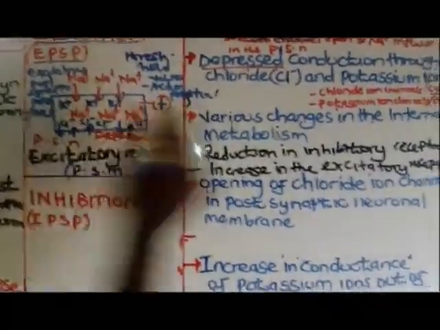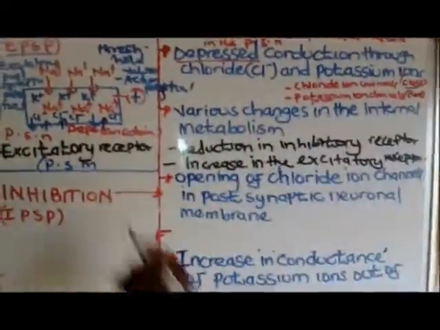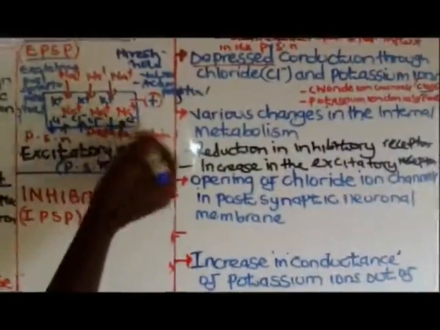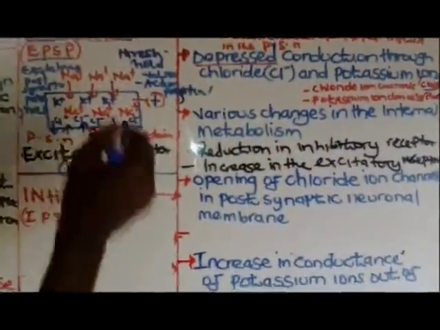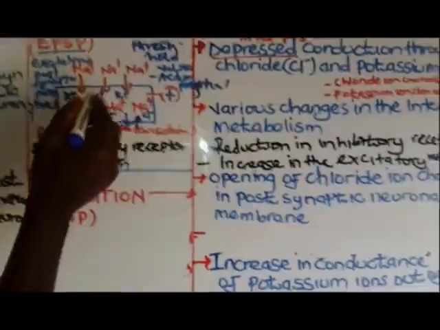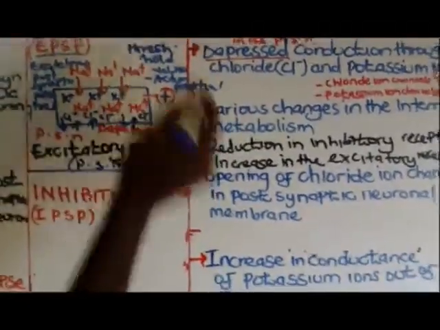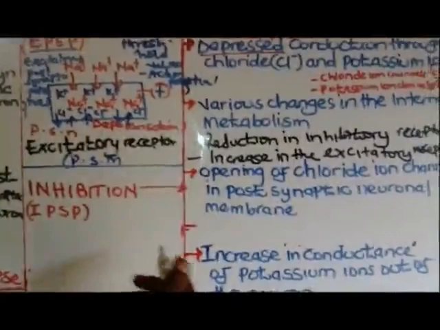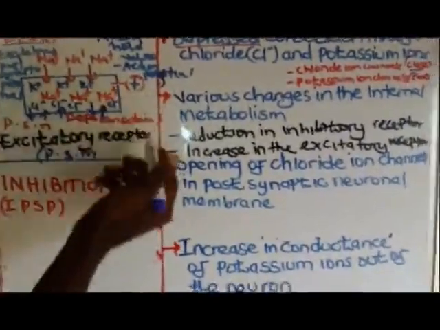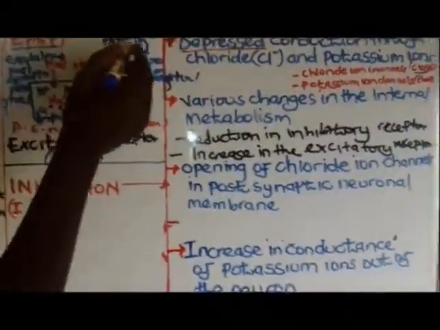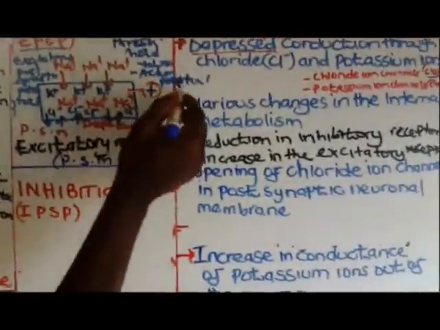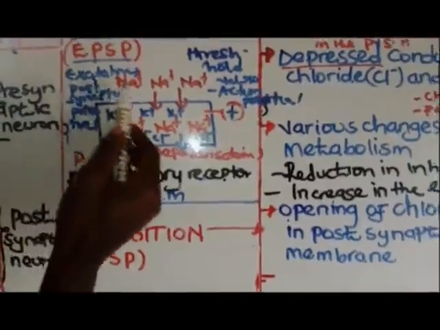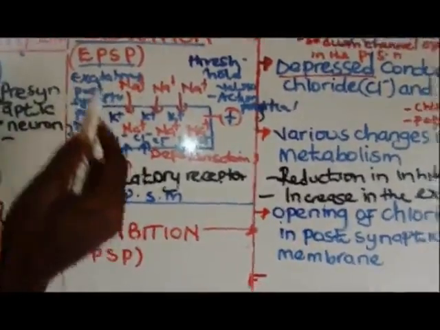But once you close the potassium ion channels, it means no potassium ions are moving out. And when no potassium ions are moving out, you are making the inside of the postsynaptic neuron more positive. At the end of the day, we see a bigger depolarization, which is going to reach a threshold value to give us an action potential. The excitatory postsynaptic potential is being generated.